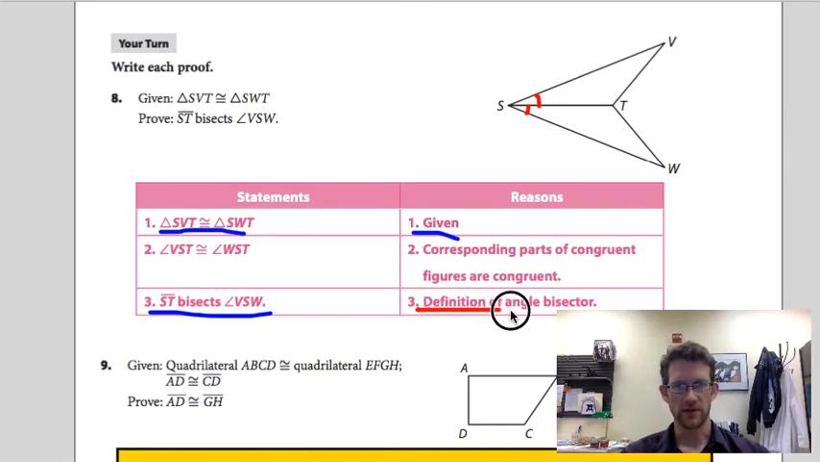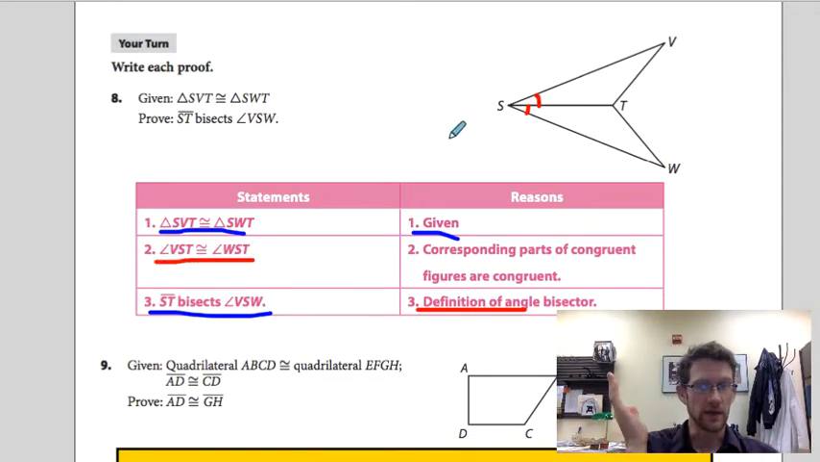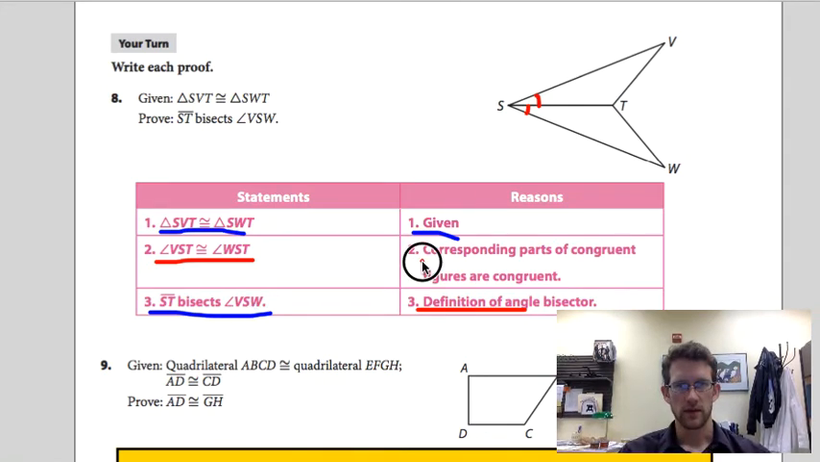So that's our definition of an angle bisector, and we know that this angle is congruent to that angle. How do we know that those angles are congruent? Well, CPCFC.